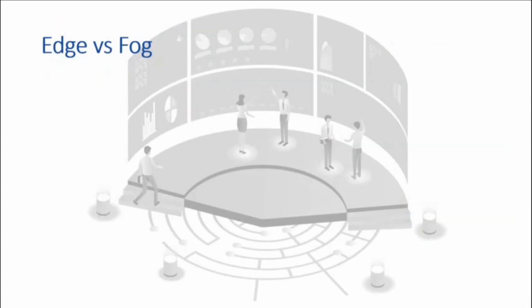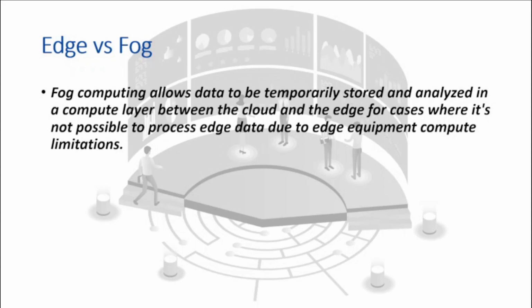Edge versus fog. Fog computing allows data to be temporarily stored and analyzed in a compute layer between the cloud and the edge. For cases where it is not possible to process edge data due to edge equipment compute limitations, from the fog relevant data can be sent to cloud servers for longer-term storage and future analysis and use. By not sending all of the edge devices' data to a central data center for processing, fog computing allows companies to reduce some of the load on their cloud servers, which helps to optimize IT efficiency.